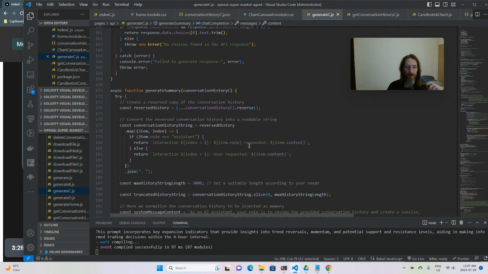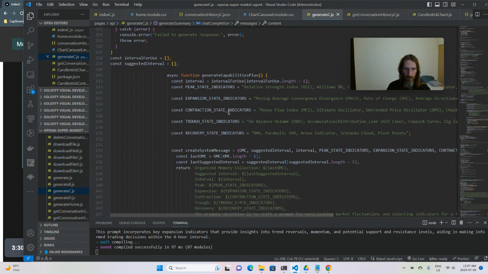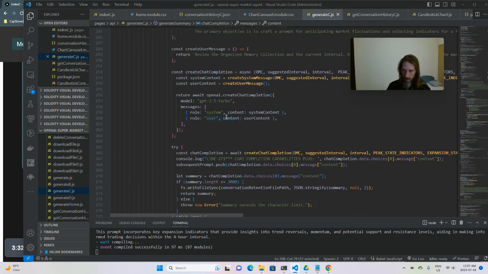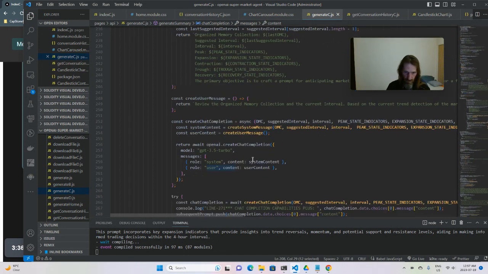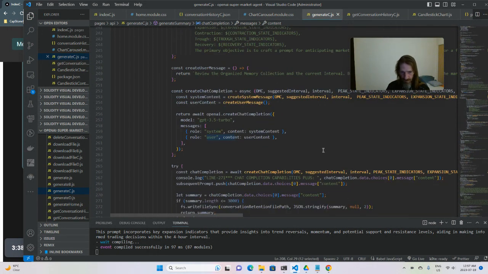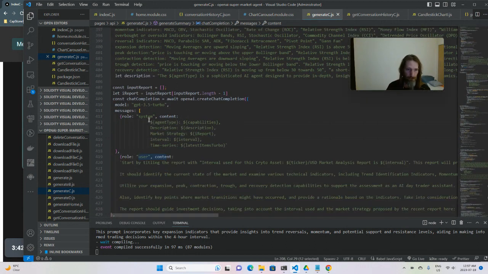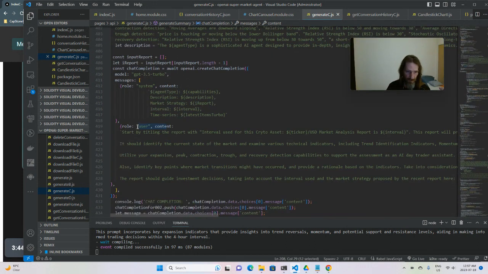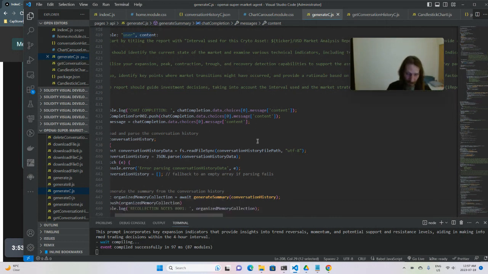I have other prompts. Let's go see this one. Okay, system, user. Here I got system and user. I was talking about assistant and I'm not using it, but I'm sure I'm using it. There's a lot to the program and I've been working on it a lot.